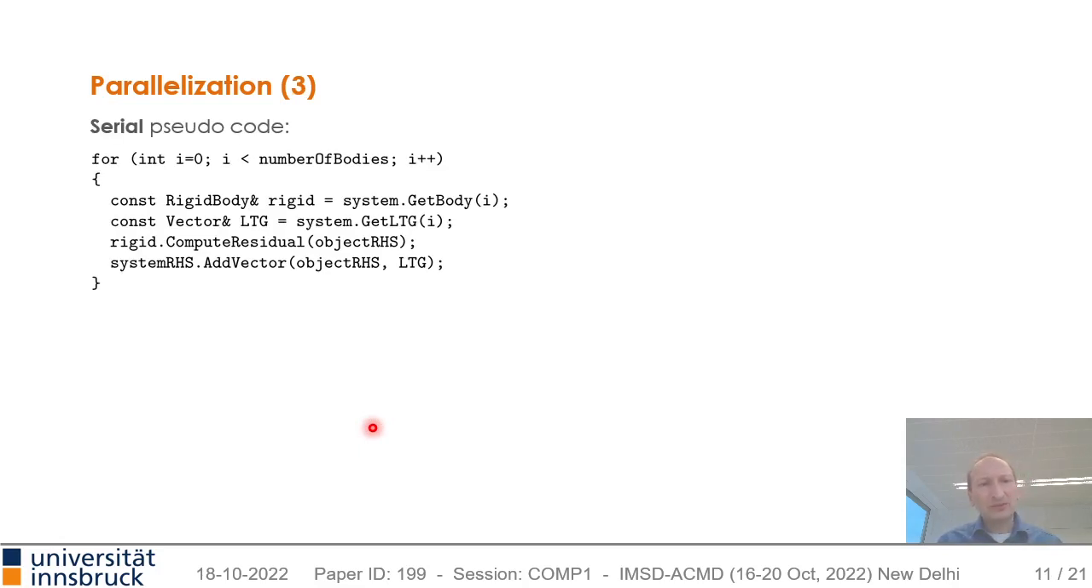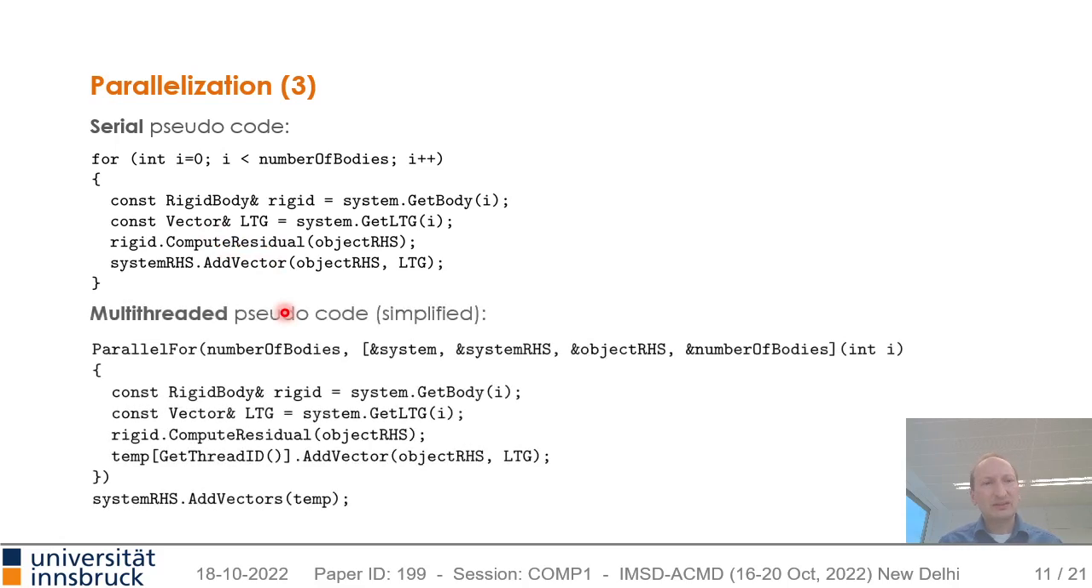The basic framework is shown here, where we have a serial code which has a for loop on some bodies. We compute the residual here, and if we compute the same with a parallel loop, it is almost the same interface, or with some lambda function interface, and we just need to take care that all the vectors computed in one thread need to be assembled in the system vector in the end.